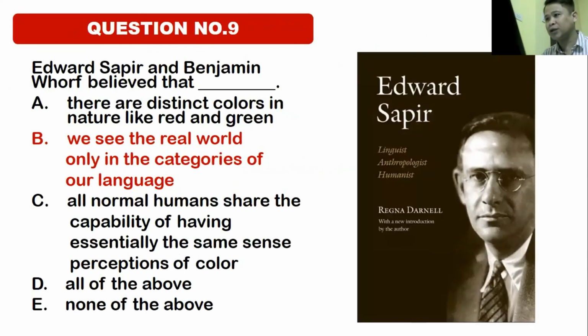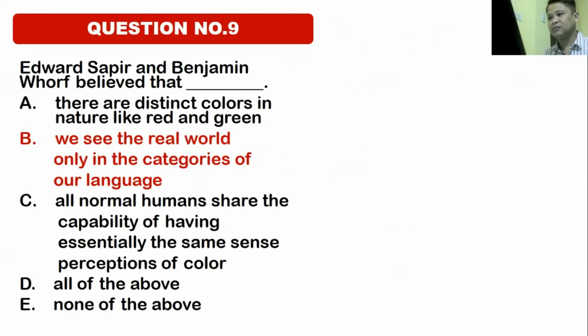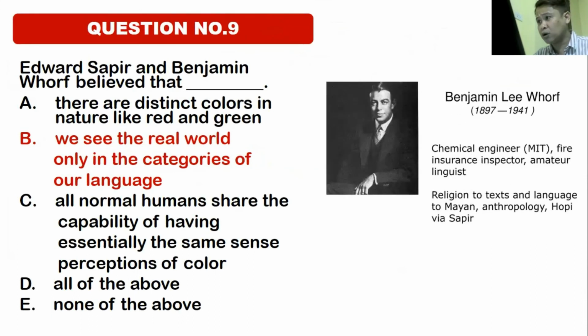So this is Edward Sapir, a linguist, anthropologist, and humanist. And this is Benjamin Whorf. Benjamin Lee Whorf, 1897 to 1941, a chemical engineer from MIT, Massachusetts Institute of Technology. It used to be one of the best universities in the world. Fire insurance inspector, amateur linguist, religion to text and language to Mayan, anthropology, Hopi via Sapir. Okay, next.